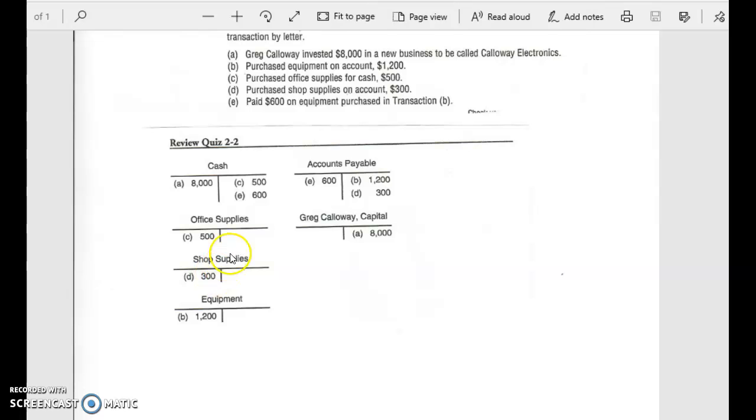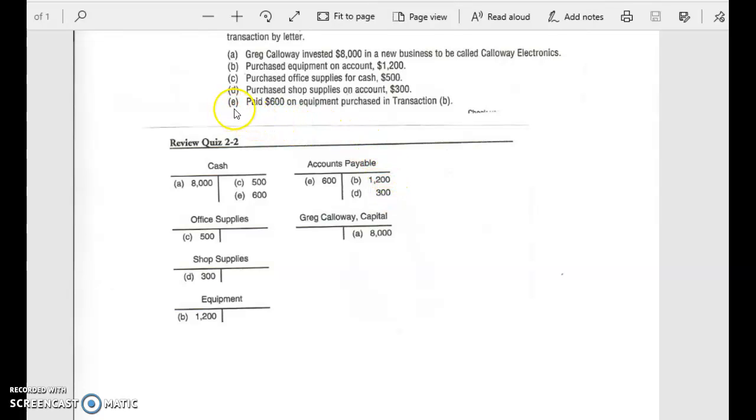And the credit entry is we bought it on account, so we're increasing accounts payable. Notice the letter D identifies our transaction and the amount. Remember, accounts payable has a normal credit balance, and to increase it, we must make a credit entry. And remember, credit is just entering it on the right side of the T account.